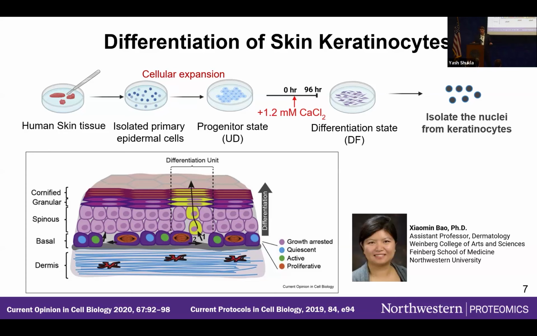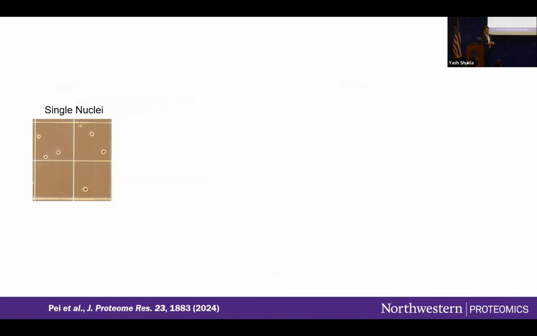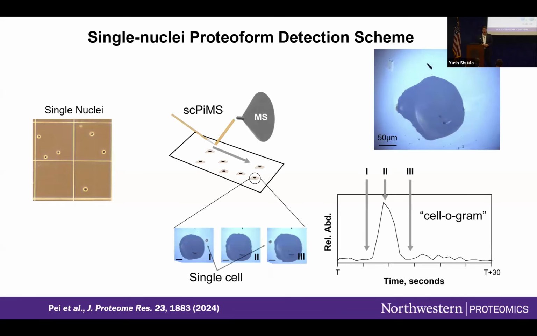We'll take these two different states, break the cells open, isolate the nuclei from the keratinocytes, and then we'll drop cast them on positively charged slides. Here's just a small picture of what a few of these single nuclei look like. They're about 5 microns in size. This varies from what the keratinocyte cells are, about 10 to 12 microns themselves.